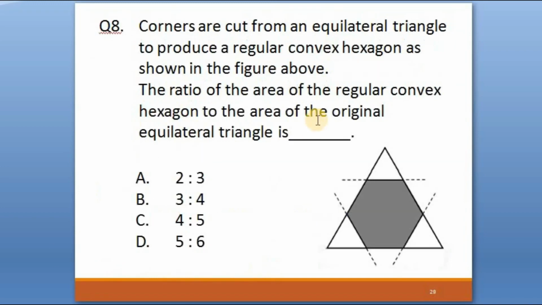Corners are cut from an equilateral triangle to produce a regular convex hexagon as shown in the figure. The ratio of the area of the regular convex hexagon to the area of the original equilateral triangle is, we have to guess, right?